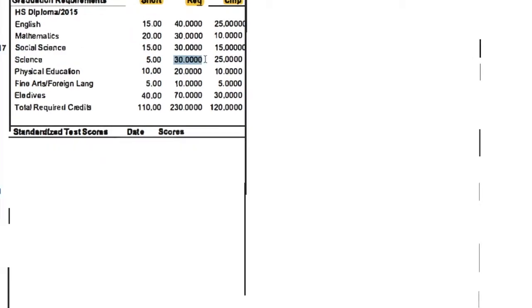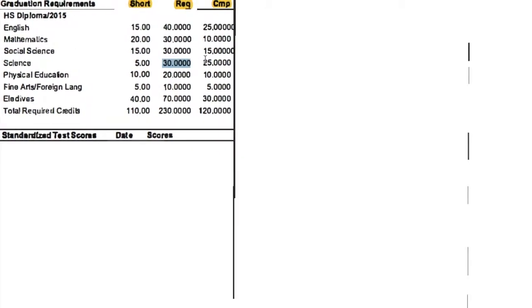Here we have science, 30 credits are required. Who can tell me, or actually tell Jojo and Magali, what is different about this requirement than the other transcript that you have in front of you? That's right. 3 years of science are required at this district instead of 2.